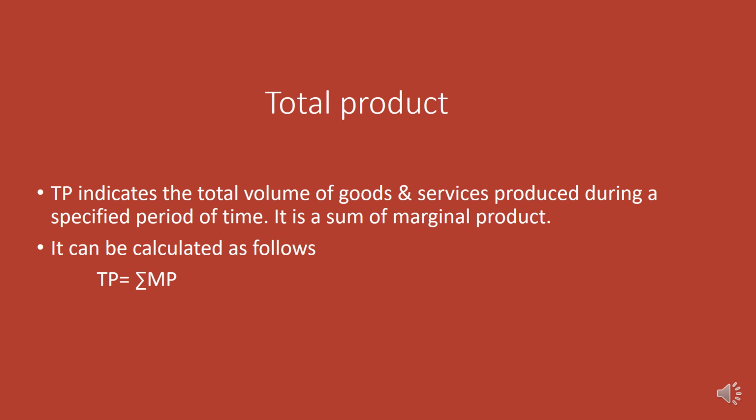Let's take an example. On 1 acre of land, 5 laborers are working and producing 100 units of paddy. So the total 100 units of paddy produced by the 5 units of labor, we call it total production. It can be calculated with the help of a formula: TP is equal to the summation of MP.